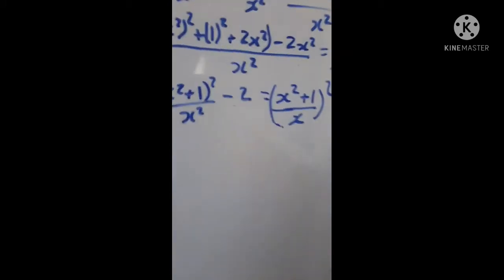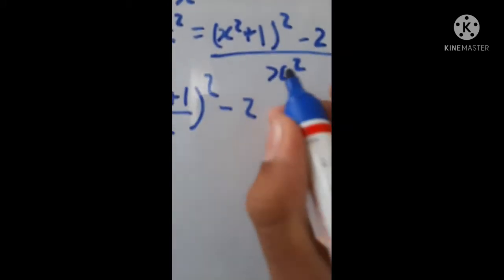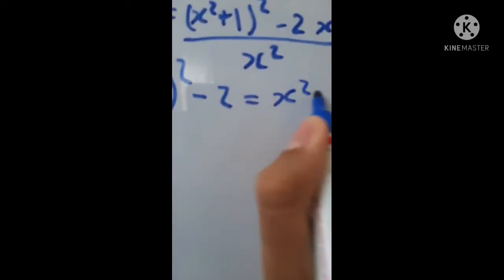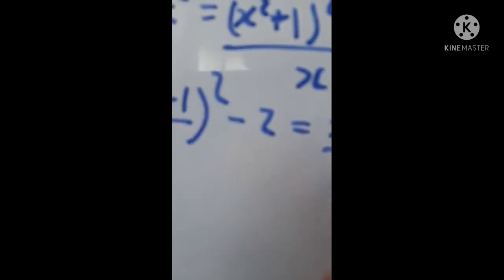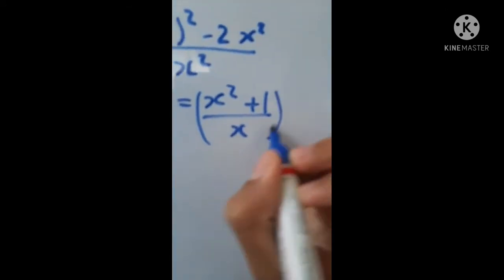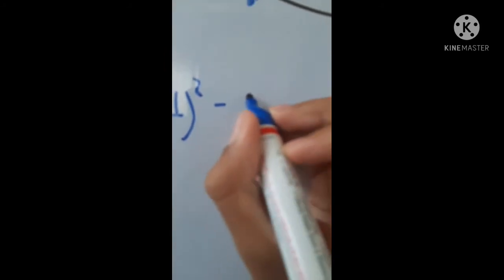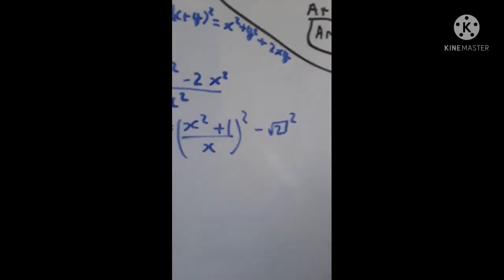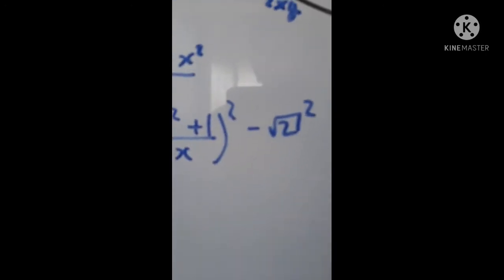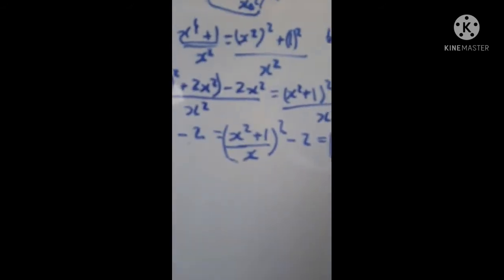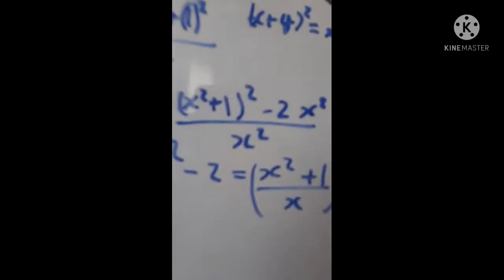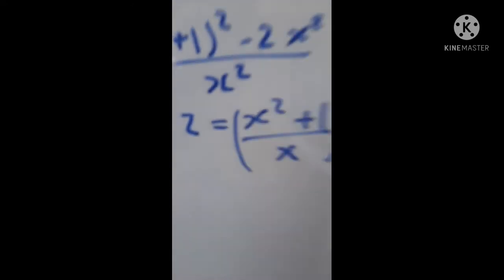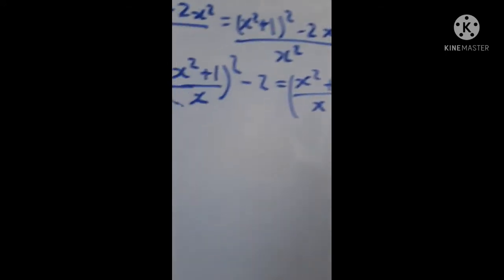Now I'm going to rewrite this, and we'll write it the same way: (x squared plus 1) over x, whole squared, but I'll rewrite this 2 as minus root 2 squared. And that's still the same because the square root and the square cancel out, so that's root 2 squared. And now we can use the difference of squares formula.